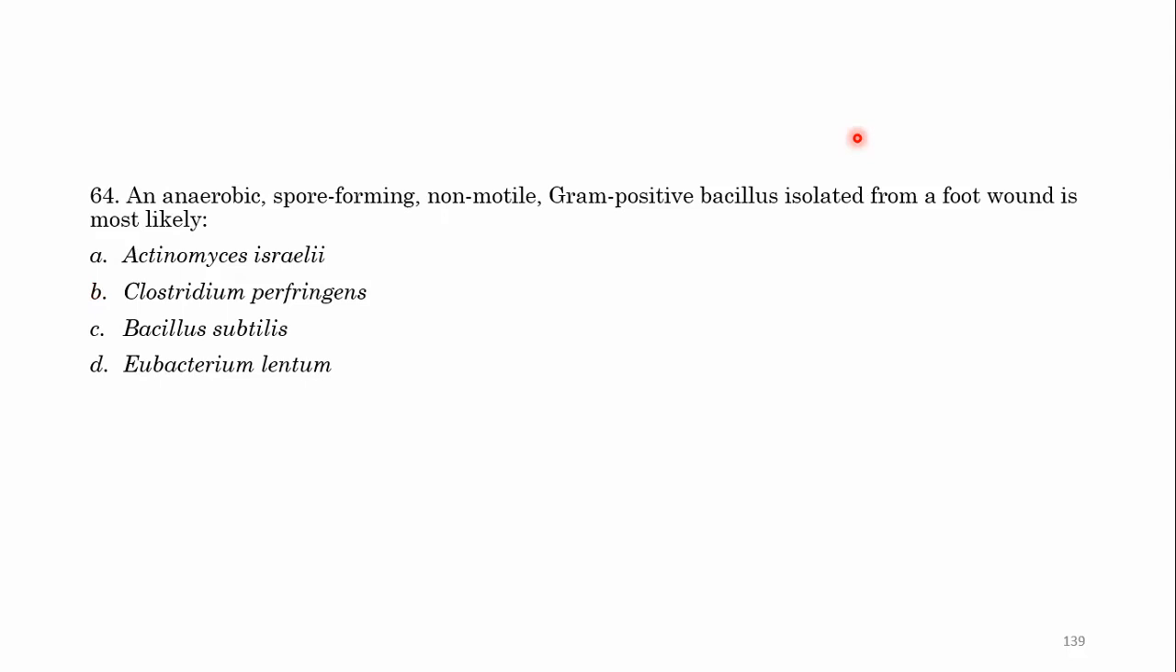64, an anaerobic spore forming, non-motile, gram-positive rod, isolated from a foot wound, is most likely A, Actinomyces israelii. B, Clostridium perfringens. C, Bacillus subtilis. D, Eubacterium lentum. The correct answer is letter B, Clostridium perfringens, the agent of gas gangrene. 64, letter B.